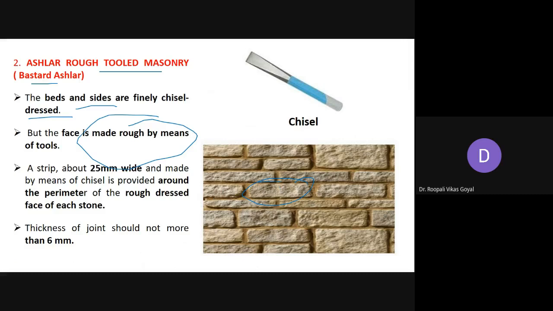Here you can see the strip of about 25 mm wide, which is made with the help of a chisel, provided all around the perimeter. So all around this perimeter, a strip about 25 mm wide may be formed around this roughly dressed stone, and the thickness of the joint should not be more than 6 mm. As these tools are used, and the strip is formed all around this rough stone, it is called ashlar rough tooled masonry.